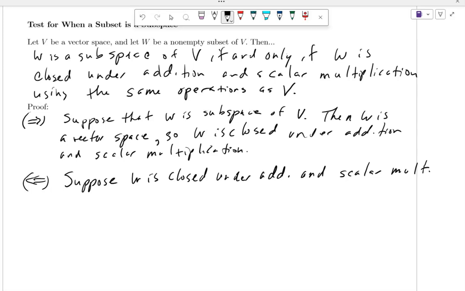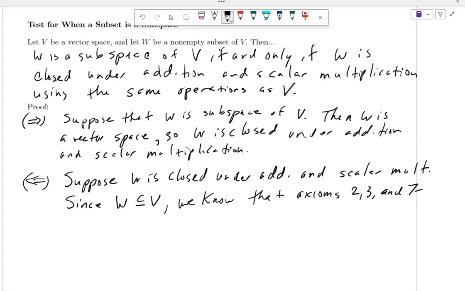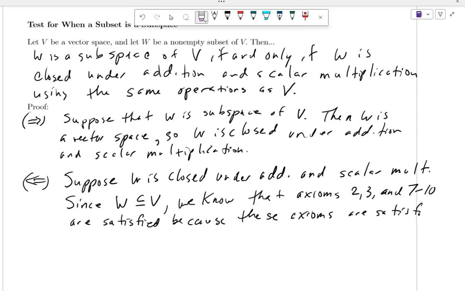Well, again, like I mentioned before, since W is a subset of V, we know that axioms 2, 3, and 7 through 10 are satisfied because these axioms are satisfied by all vectors in V. Okay.